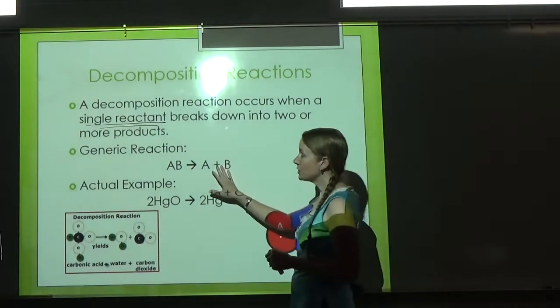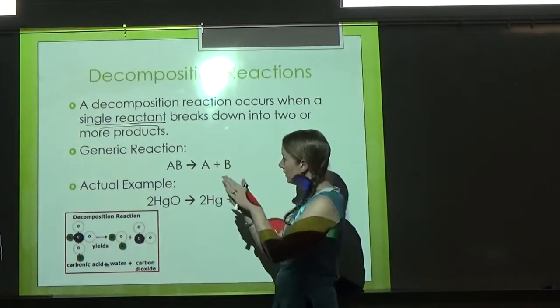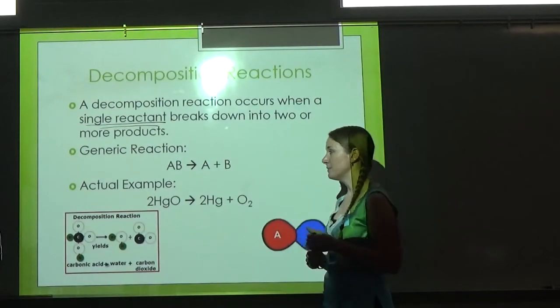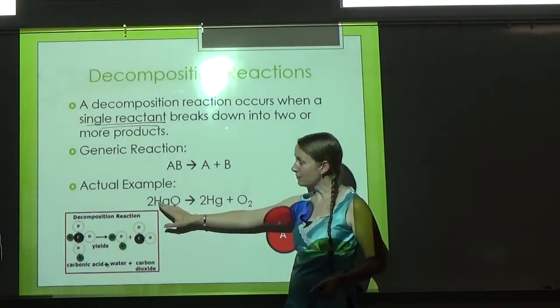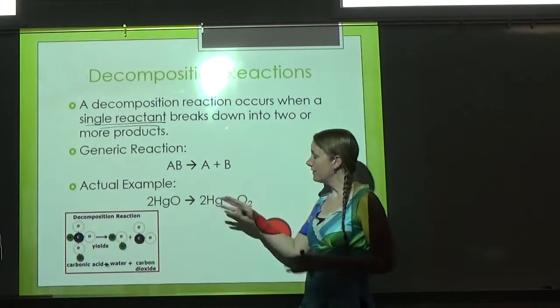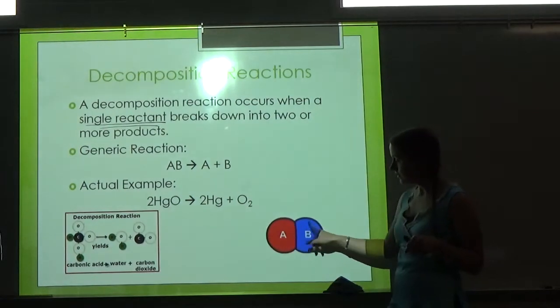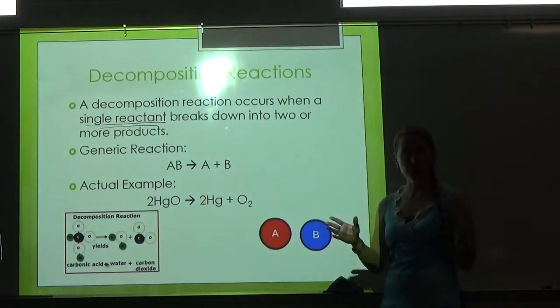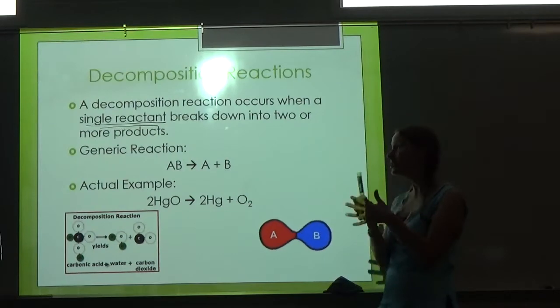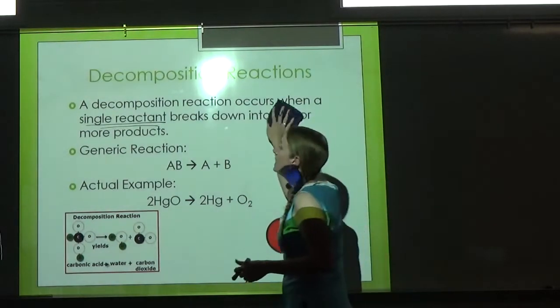A generic reaction would look like this: you have AB together, and then they split up into A plus B. Here's an actual example: HgO, Hg and O are together, and then they split up into Hg and O2. This is what it would look like. They're together, they split apart. Like I said, synthesis is like a marriage, decomposition, unfortunately, is like a divorce.